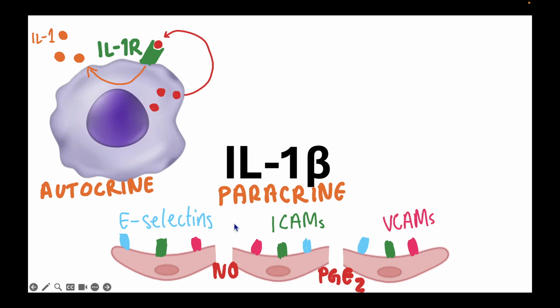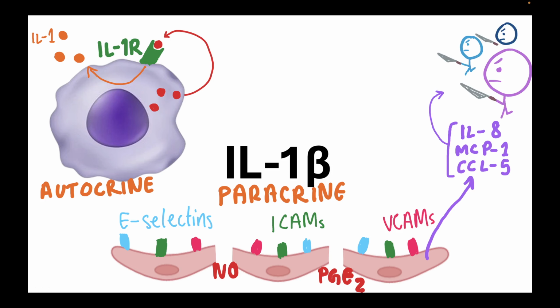And also IL-1 beta will stimulate these endothelial cells to release other cytokines, and these cytokines will go and call all the other immune cells, okay? So like the neutrophils, macrophages, lymphocytes, okay? So all the other immune cells to come to the site as well. And this is called endocrine action, okay?